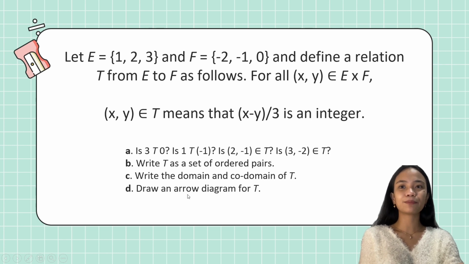So here are the problems that we are going to answer later on. A, is 3 related to 0? Is 1 related to -1? Is 2, -1 an element of relation T? Is 3, -2 an element of relation T? B, write relation T as a set of ordered pairs. C, write the domain and codomain of relation T. D, draw an arrow diagram for relation T.